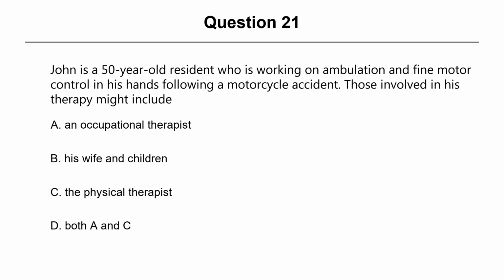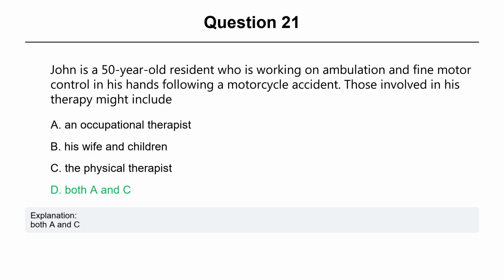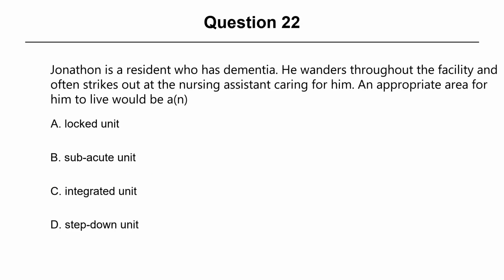Question 21. John is a 50-year-old resident who is working on ambulation and fine motor control in his hands following a motorcycle accident. Those involved in his therapy might include option A, an occupational therapist. Option B, his wife and children. Option C, the physical therapist. Option D, both A and C. The correct answer is option D, both A and C.